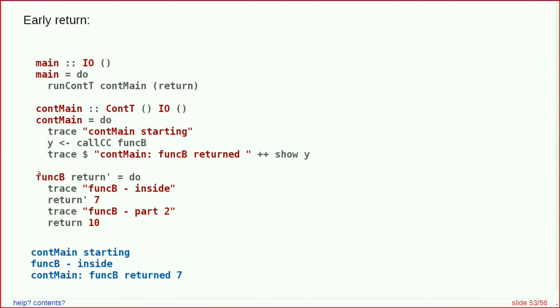What actually happens with function B is there's the continuation going in as our parameter. We say function B inside, and then we invoke the continuation with the value 7. Then we are allegedly going to print part 2 and finally return the value 10. What comes out is we go inside, we start, we go inside function B, and then suddenly func B returned 7. We've invoked this continuation, it's aborted the rest of the program, and sort of popped back out here.